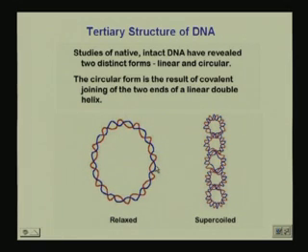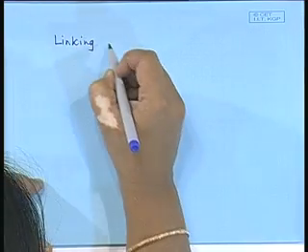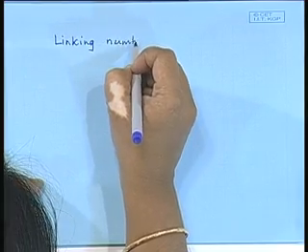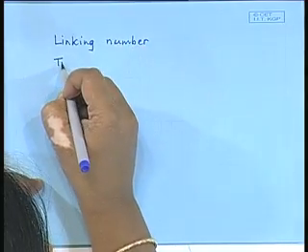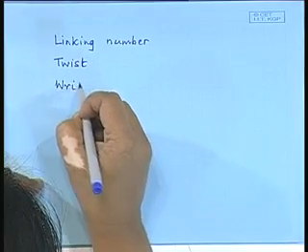This is the tertiary structure of DNA. We have a relaxed form and we have a supercoiled form. Now, in the supercoiled form, there are certain terminologies that are used, something that you just probably need to know. We have a linking number, we have a twist, and we have what is called a writhe.